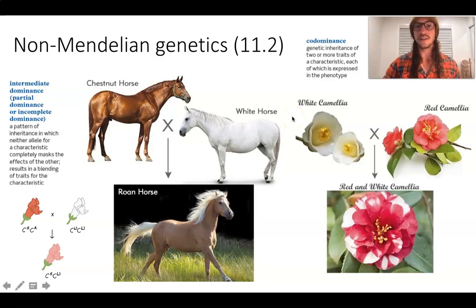The other non-Mendelian genetic topic that I want to talk about is codominance. And again, we see it in cattle, horses, but also in plant species, whereby both traits are expressed, not blended, but both are uniquely expressed. So if we have a white camellia and a red camellia, we can see codominance here, whereby there is clearly white and clearly red.